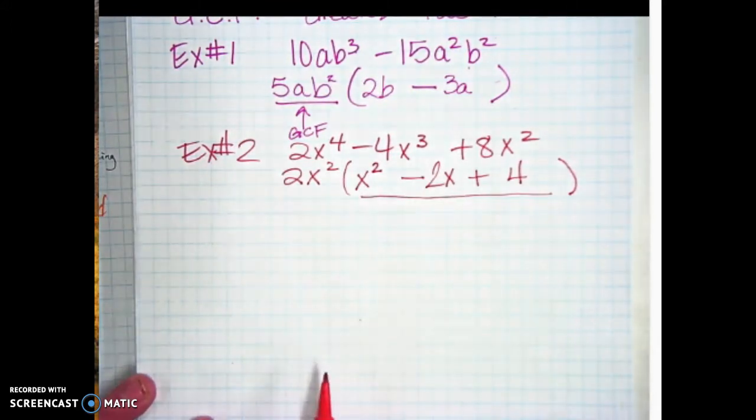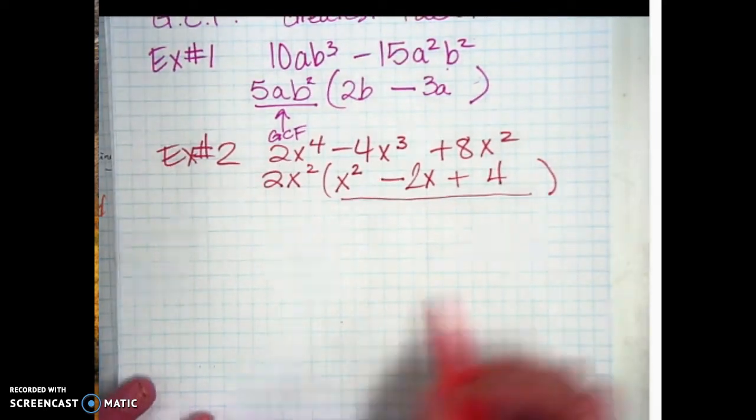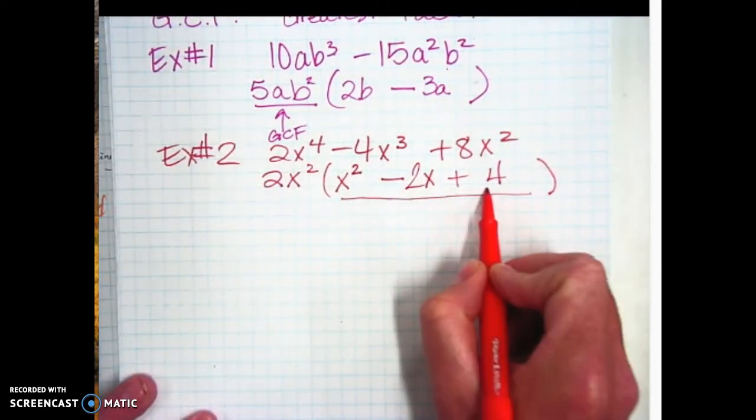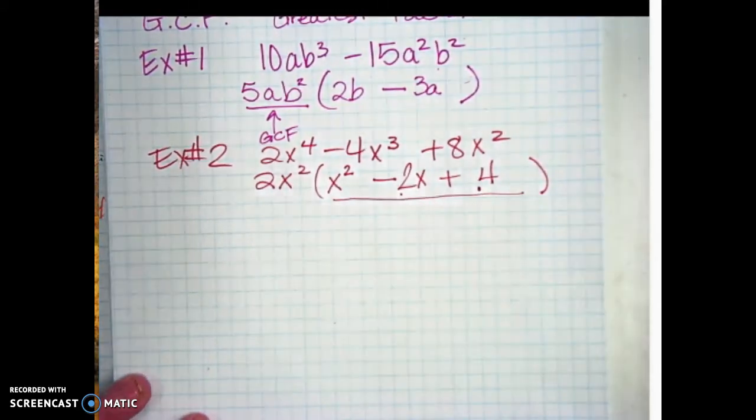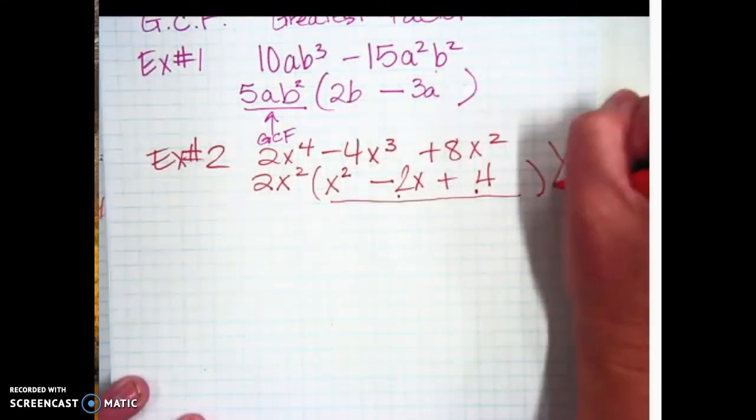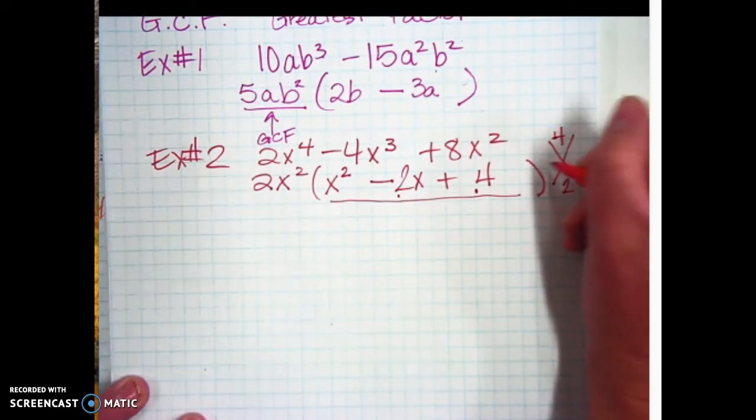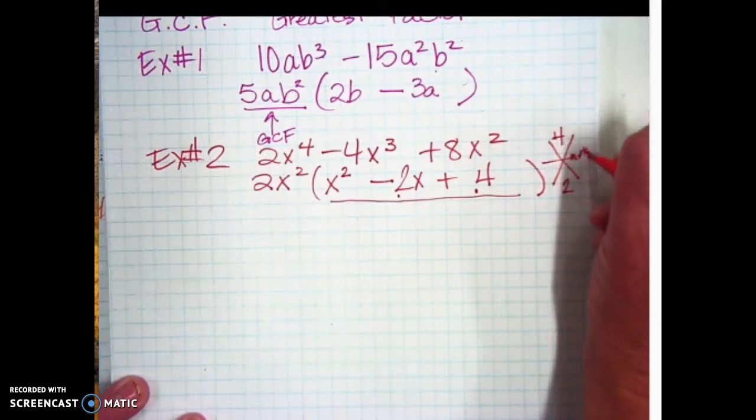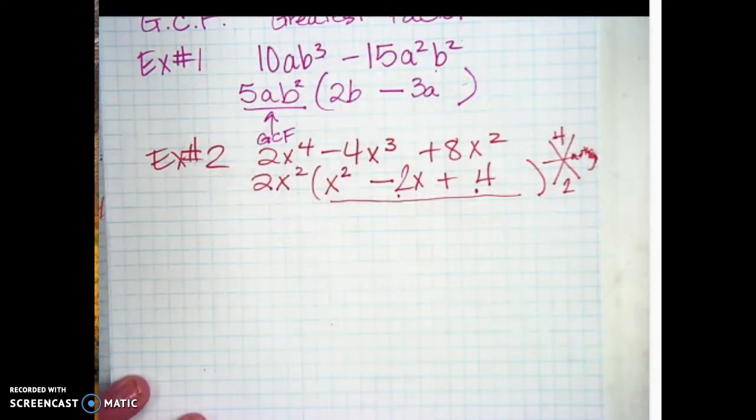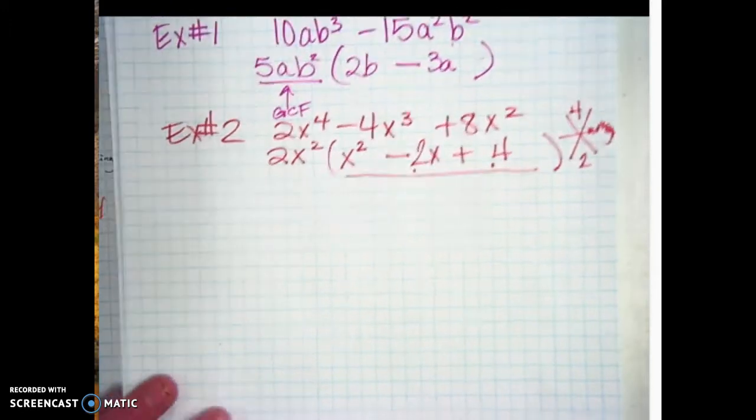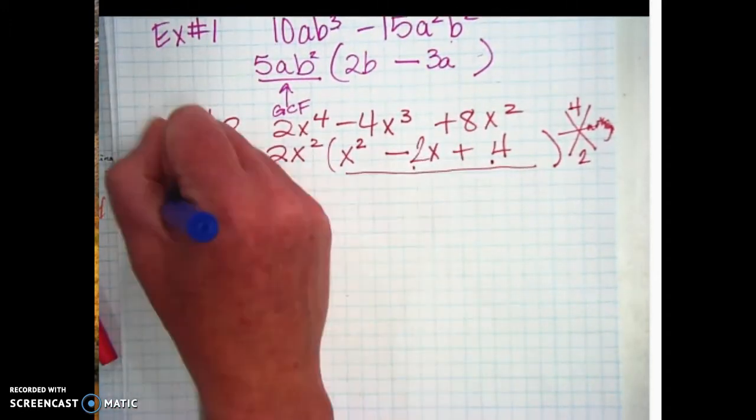Now, inside this parentheses, we have this trinomial. Can we factor this trinomial? Looks like you can. So what would multiply to get positive 4, but add or subtract to get negative 2? And the answer is nothing. So this is as factored as we can go. The next one we will be able to factor. Example number 3.